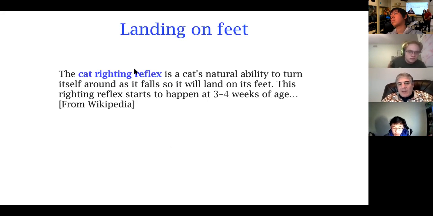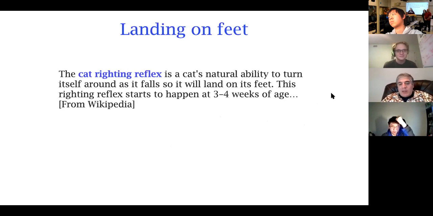Again, in Wikipedia you can find it, and it's a cat's natural ability to turn itself around as it falls, so that it will land on its feet. Well, cats actually start doing this at 3-4 weeks of age, and by half a year they do it perfectly well, and it's quite amazing.